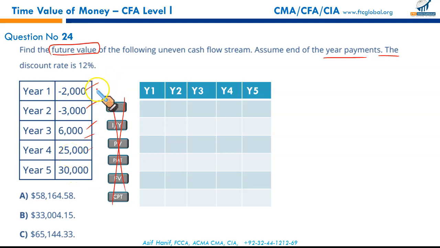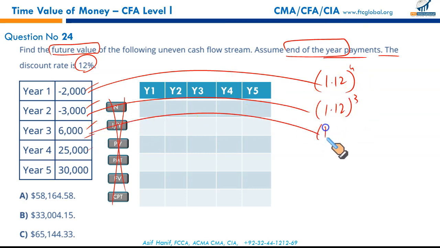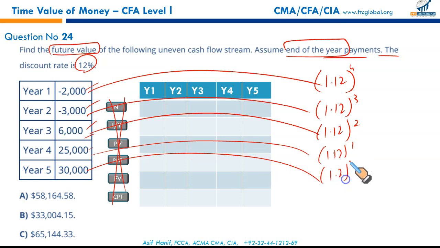What you can do, since we have to calculate the future value, interest rate is 12%. And this payment is being made now or at the end of the period? At the end of the period. So you can draw the timeline or you can do straightforward. This is being made at the end of the first year, so it will be multiplied with 1.12, 12% being the interest rate, raised to the power 1, 2, 3, 4. This will be multiplied, 3,000 multiplied by 1.12 raised to the power 3, 1.12 raised to the power 2, 1.12 raised to the power 1, and multiplied with 1.12 raised to the power 0.